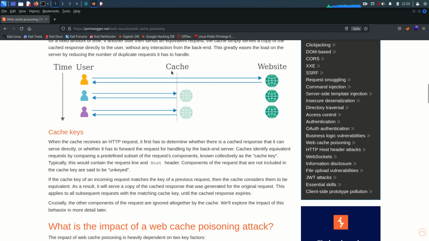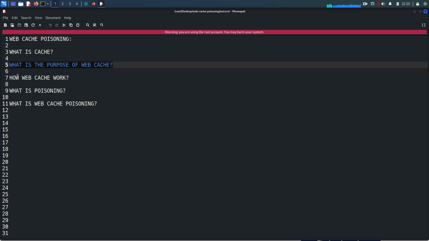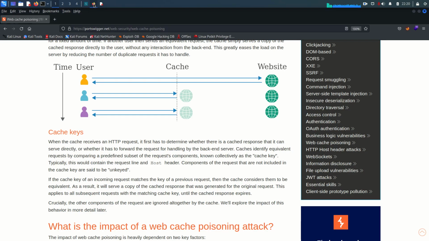And what does this cache do? This is our another question: how does web cache work? Suppose we put a cache server in between the users and the web server. The user will not know whether there is a cache or what your infrastructure is. They don't know about this and they don't care about this.